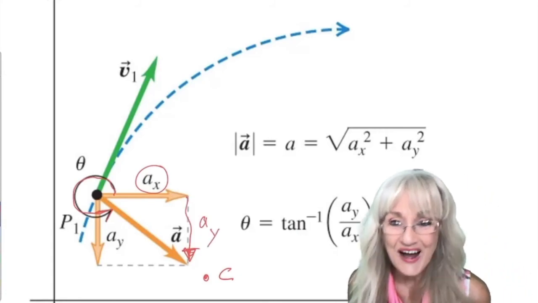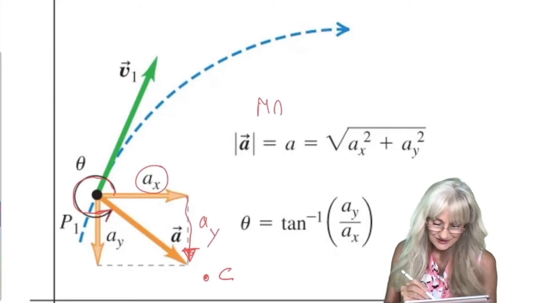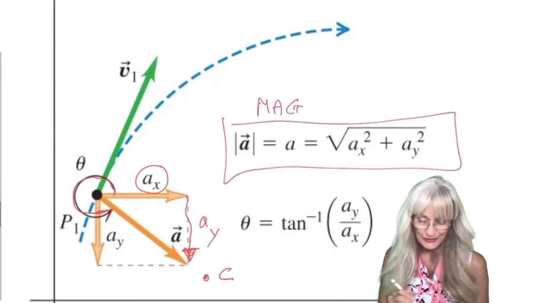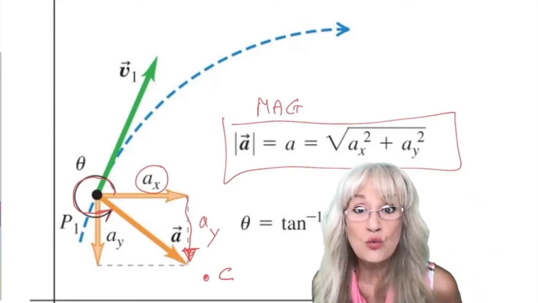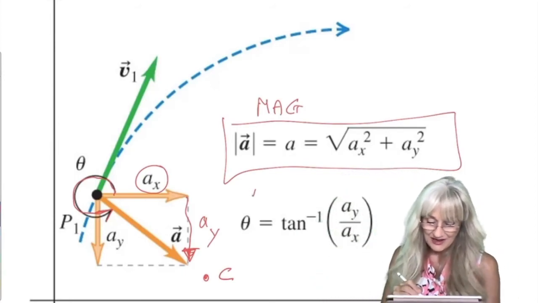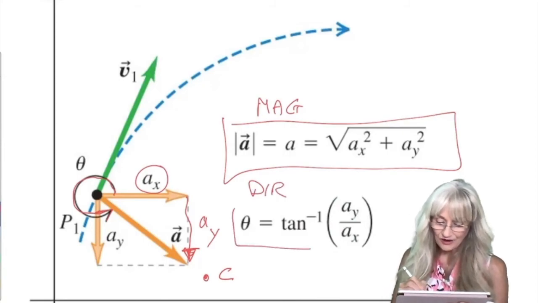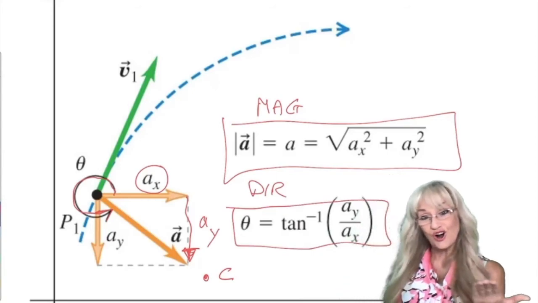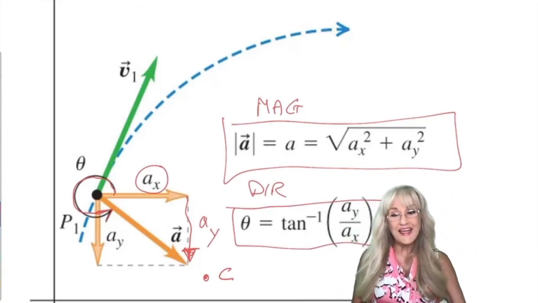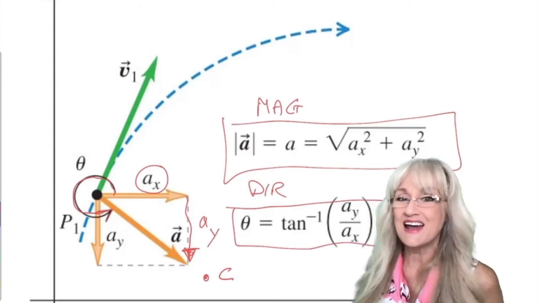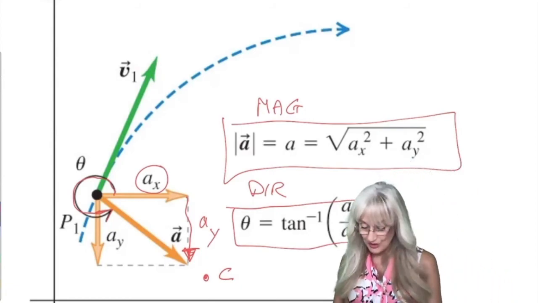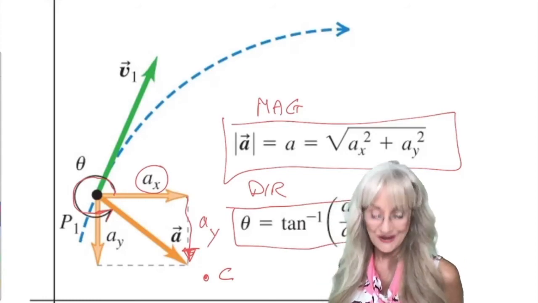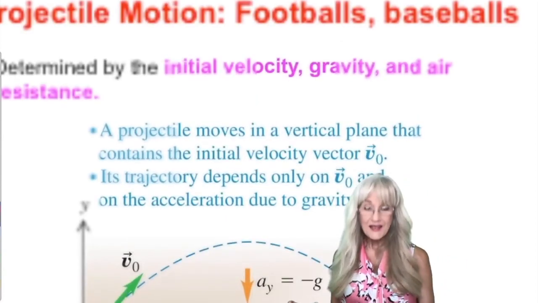So how do you find the magnitude of this acceleration? Very easy, you know it. And if I ask you what is the direction of A, your acceleration, it is the inverse tangent of A of Y over A of X. That's theta, your direction. Truly spectacular. Theta is computed counterclockwise from the x-axis.